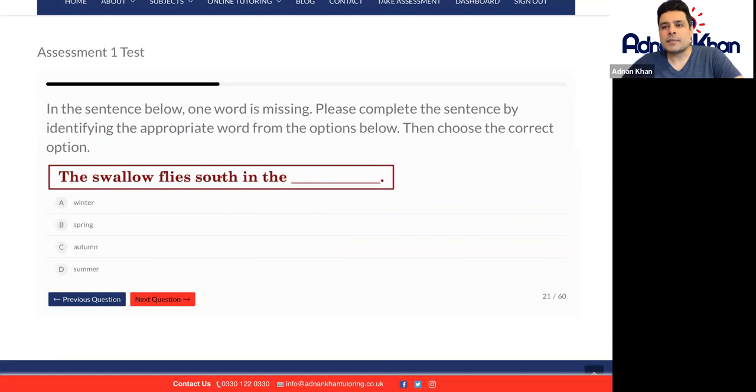In the sentence below, one word is missing. Please complete the sentence by identifying the appropriate word from the options below. Again, the second question for closed passages. So the swallow flies south in the winter, spring, autumn, or summer. Now, birds in our country always fly south in the winter, because during the winter period, there are no insects or worms around for them to scavenge and find food. So they will fly south in the winter, somewhere like Spain or Morocco, in Northern Africa or Southern Europe, where it's much, much warmer and they can find food. Okay, so let's lock in this answer. Answer is winter, and move on to the next one.